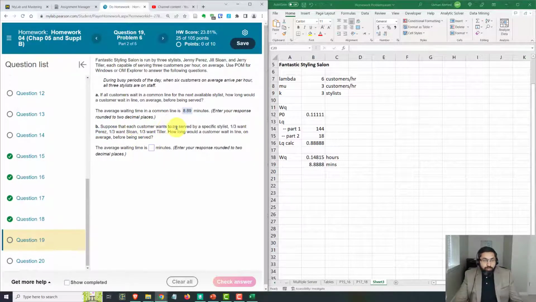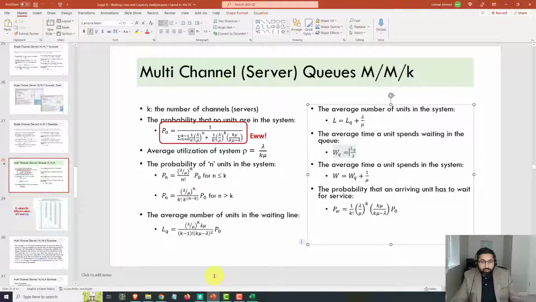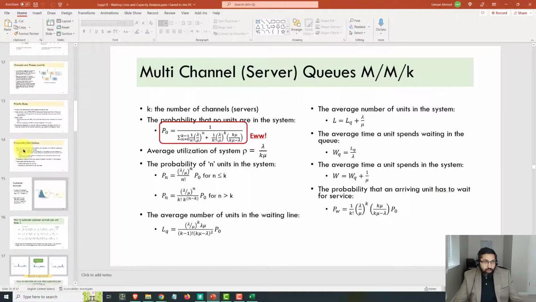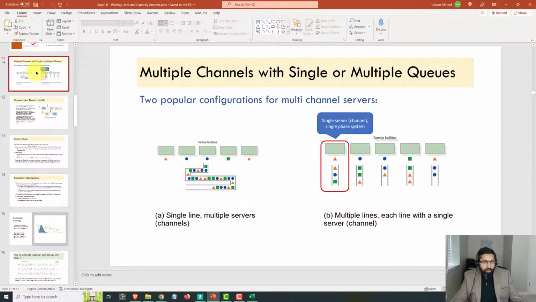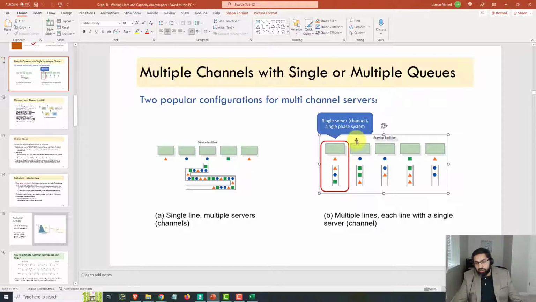Next part, suppose that customers want to be served by specific stylists. So 1/3 want Perez, 1/3 want Sloan, 1/3 want Teller. So now we are moving from this picture, which was MMK, to now this picture where we have 3 stylists. Instead of 5, we have 3, and each one has their own queue. So people who want Perez will queue up for Perez. People who want Teller queue up for Teller, and so on. So we have 3 queues, 3 stylists. We have 3 MM1 systems.